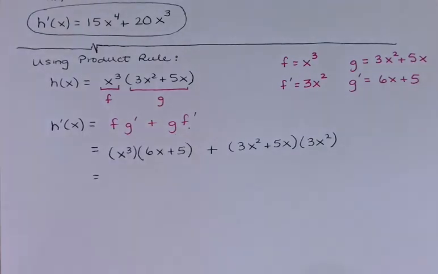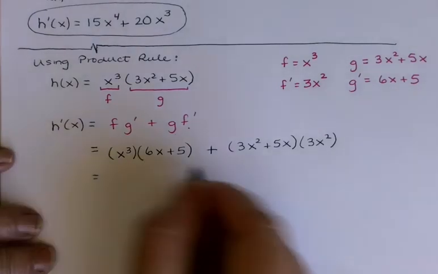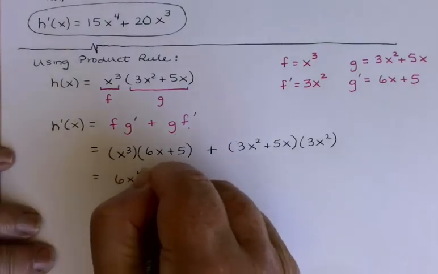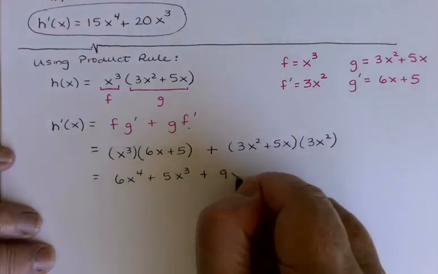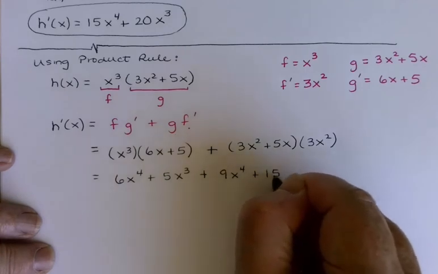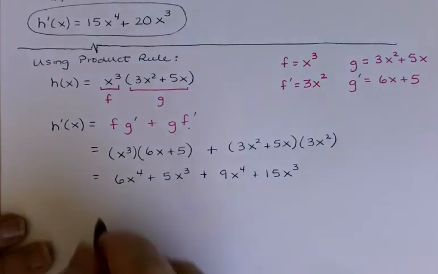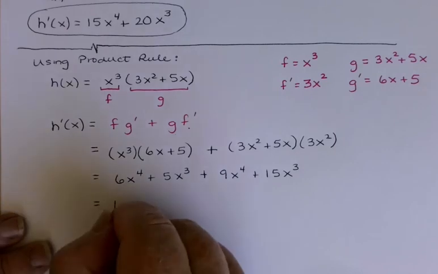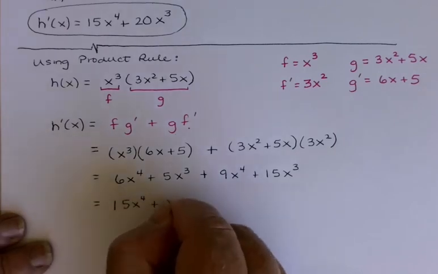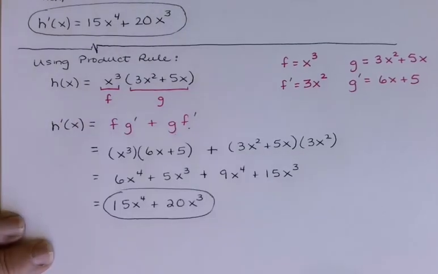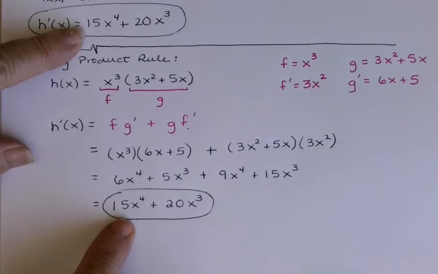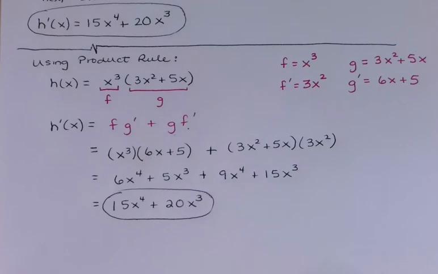From there, it's just a matter of doing some routine algebra, right? We'll distribute here, 6x to the fourth plus 5x cubed, plus distributing again, I would have 9x to the fourth plus 15x cubed. And combining my like terms gives me 15x to the fourth plus 20x to the third. And lo and behold, thank goodness, we really did get the same result as we did the other method. So this seems, at least for this example, to be a legitimate method.